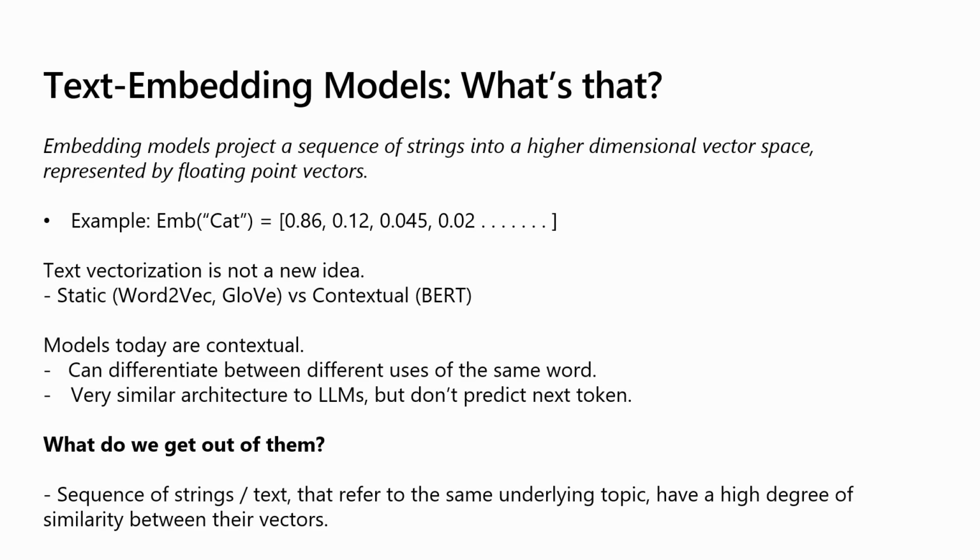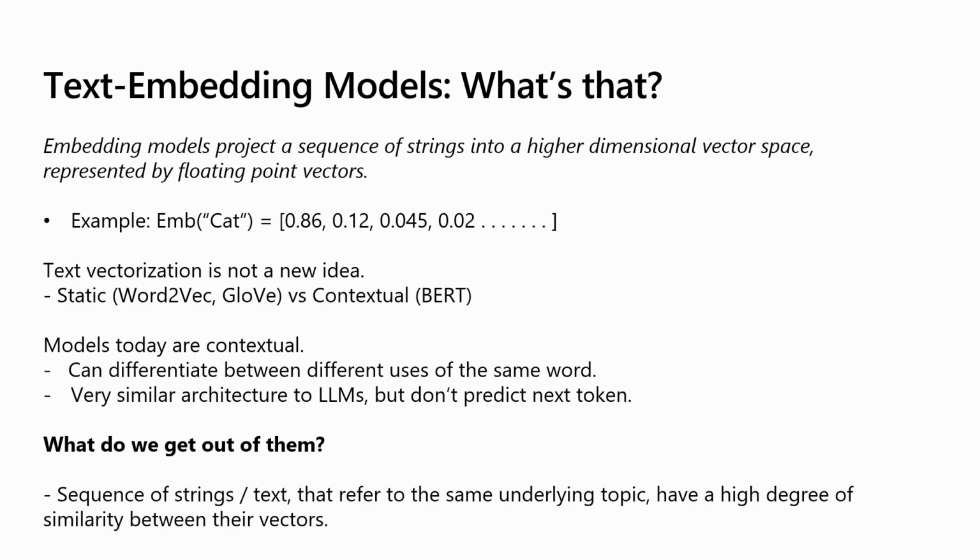In fact, contextual models are very similar to the large language models that you're using nowadays. The difference being that in LLMs, you create an internal representation and then you try to predict the next token from that internal representation, whereas in text embedding models, you just output that internal representation, right? So at the end, what do we get out of it? What you get out of it is that if you have two pieces of text which belong to the same underlying topic, they are going to show a high degree of similarity between their vector representations.